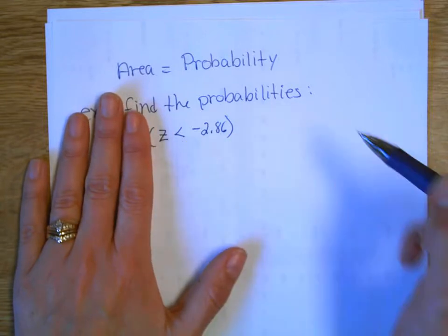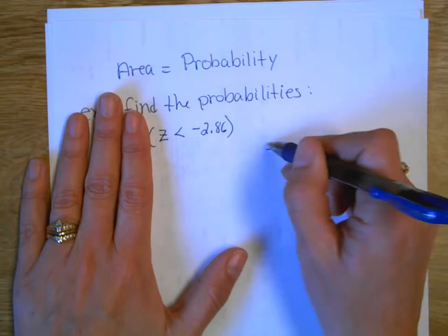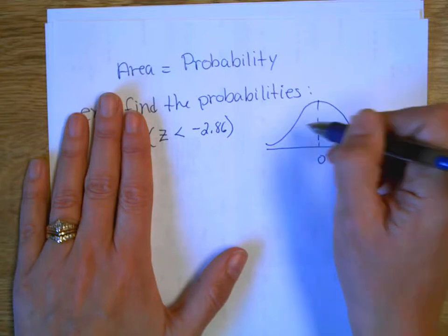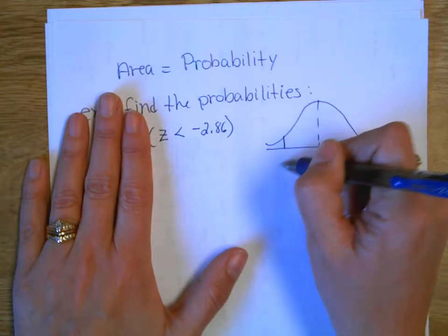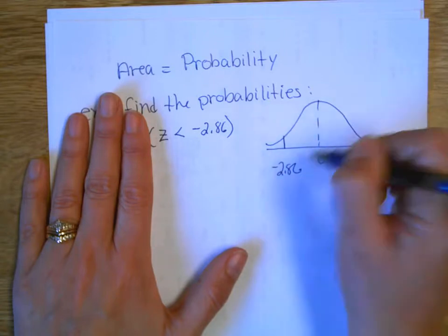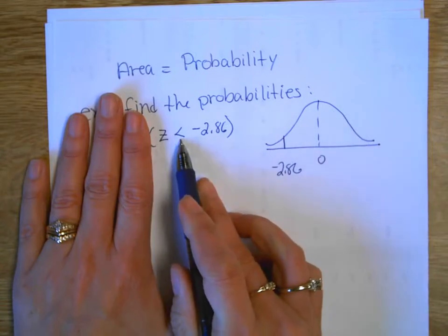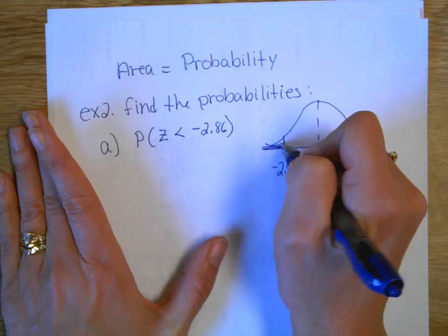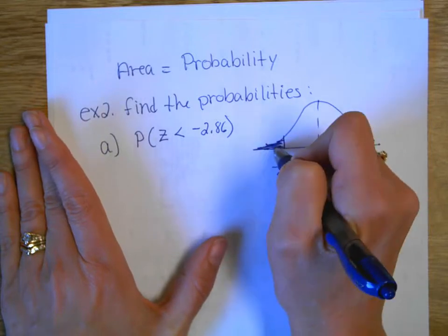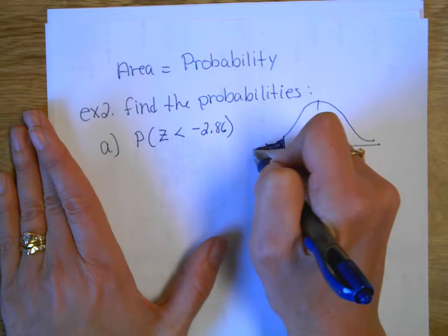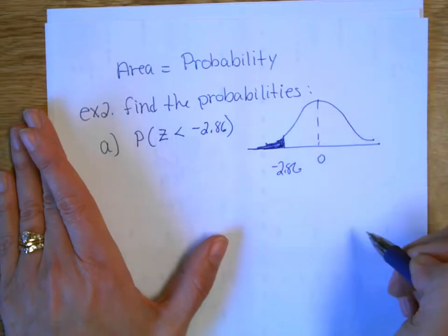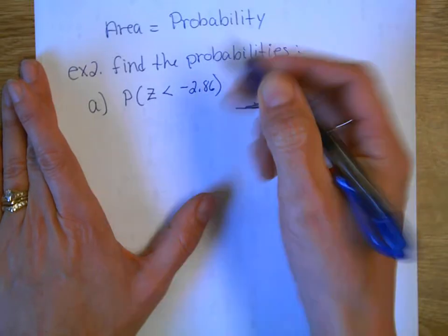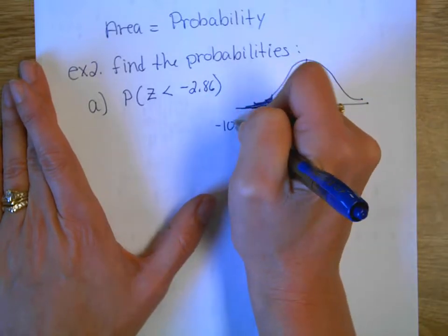Can you shade that in on the graph? There's 0. Here's negative 2.86. And I want z to be less than that, so which way would I shade? Left. I'm looking for that area. NCDF will give me the area if I feed it two z-scores. What's my other z-score I need? Negative 10 to the 10th, because it's going that way.